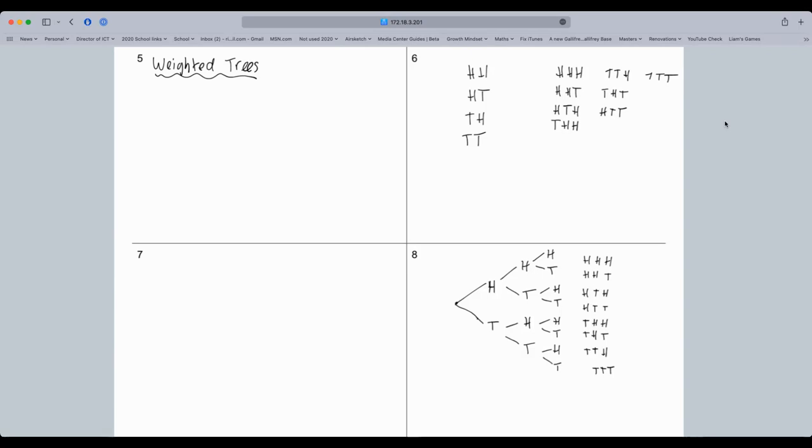Okay, so my point being that trees do allow us to do the same sort of thing. It's a different systematic way of doing it. What I want you to do now, and I might not even give you enough time to do it, let's just see how we go.